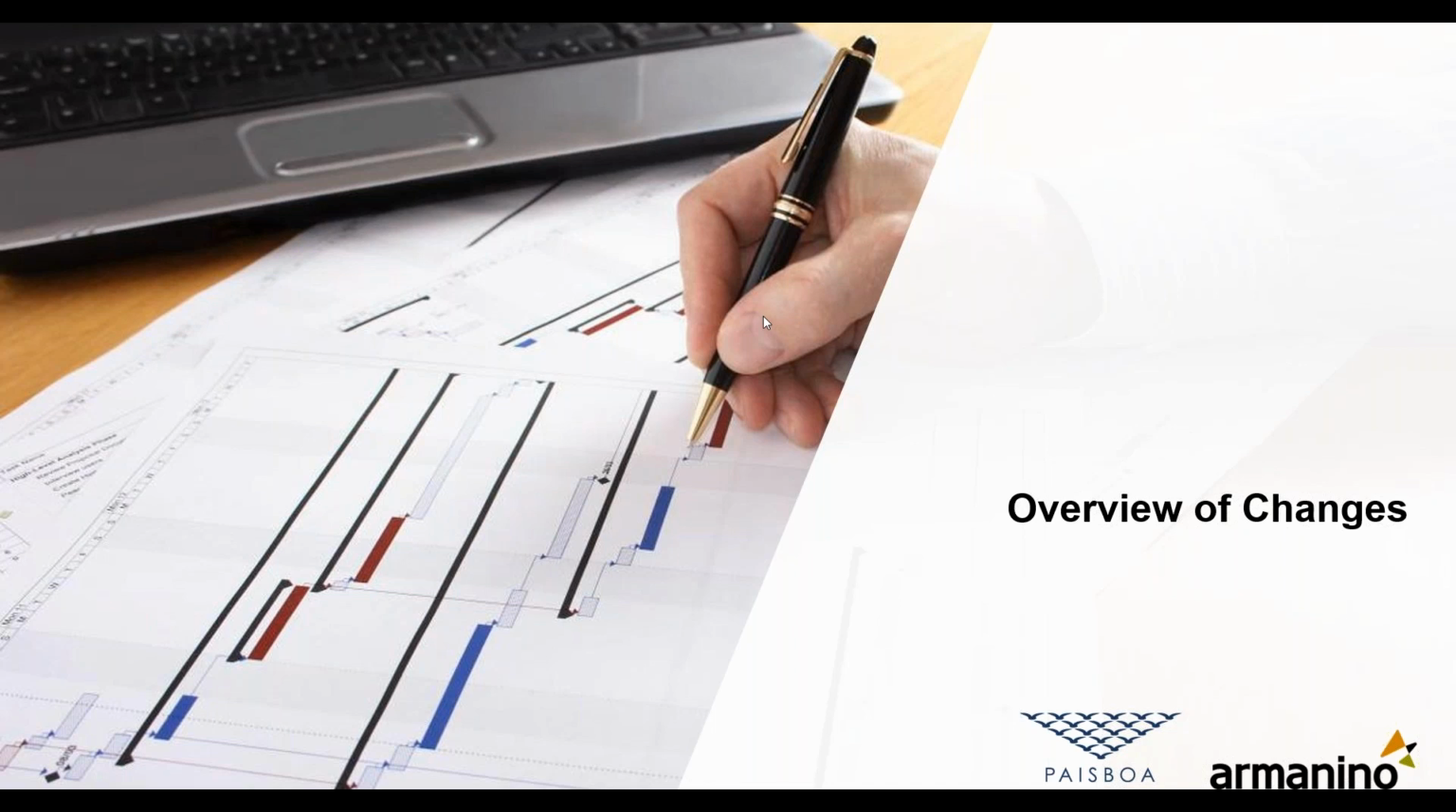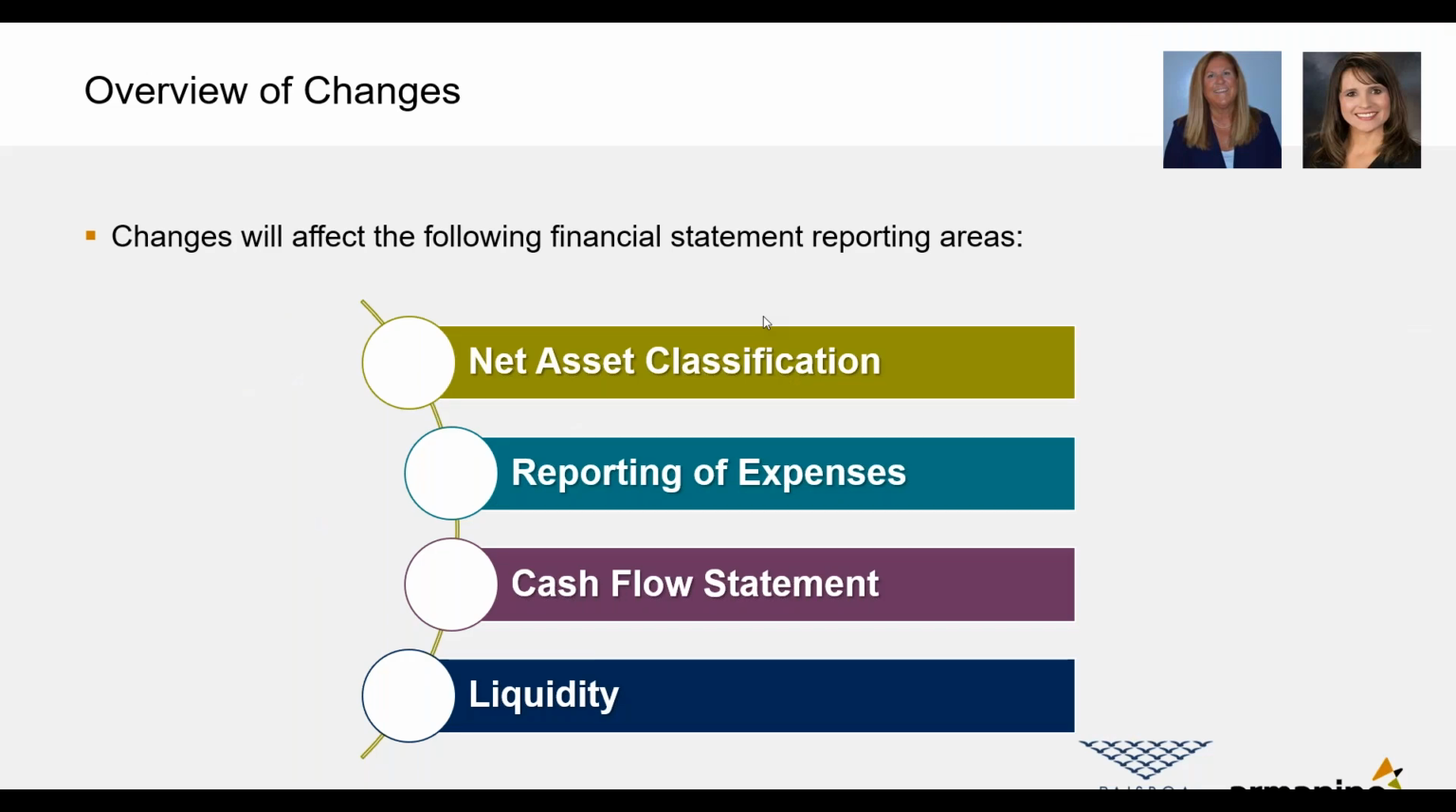We're going to go over just an overview of the changes. The main changes that are coming about are really your net asset classification changes, the reporting of your expenses, the cash flow statement, and the liquidity. There are some nuances and some other smaller changes that have also come out, and we'll address some of those as we walk through this presentation.